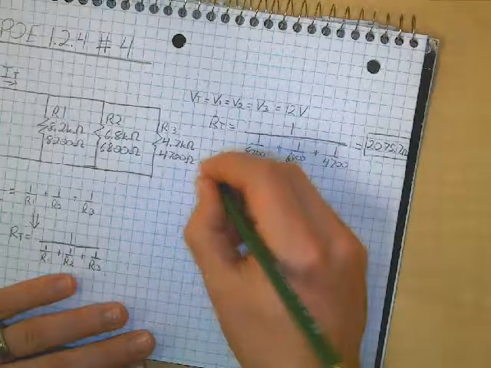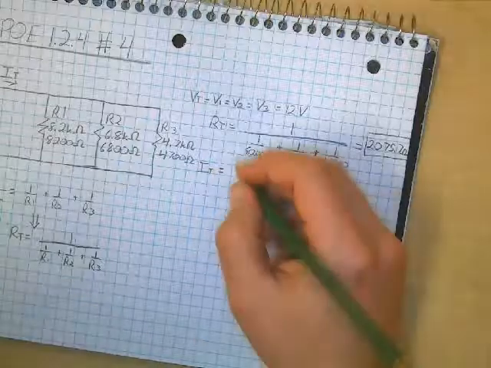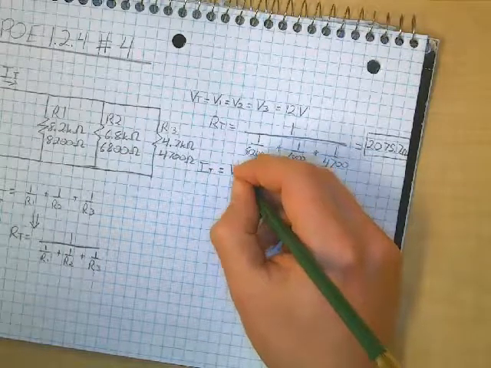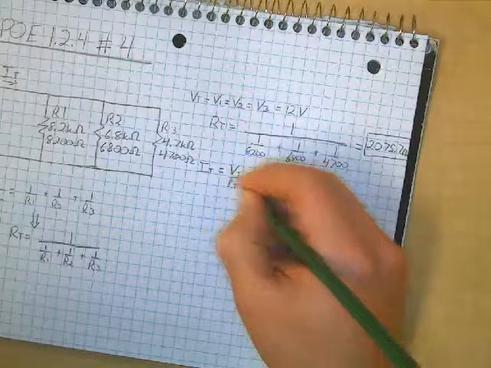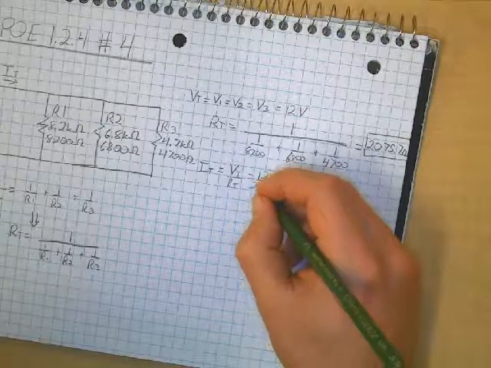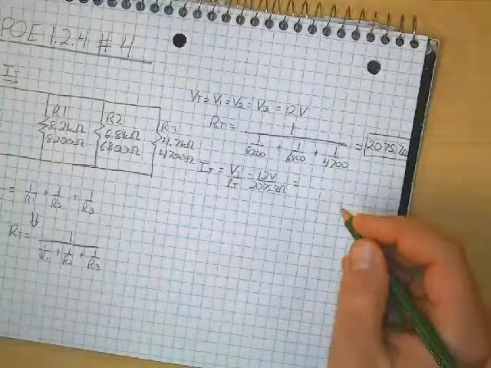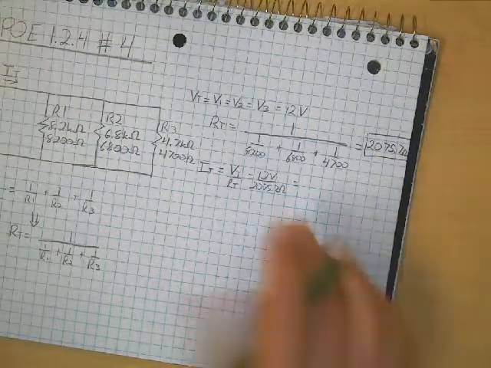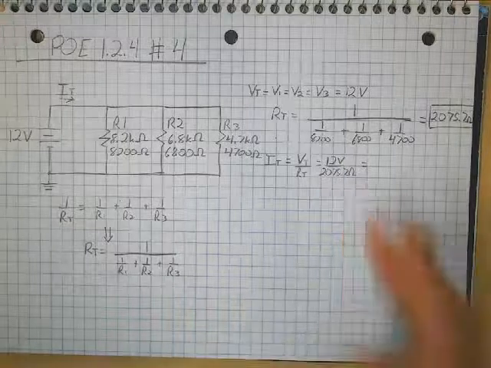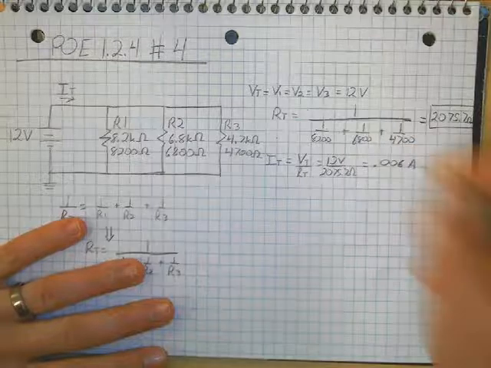Using those two answers, we can figure out IT, total current. Total current is going to be using our Ohm's law, so our total voltage over our total resistance, 12 volts divided by 2075.7, and that will give us a total current of 0.006 amps.